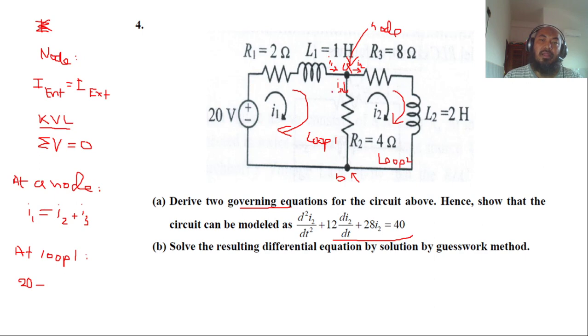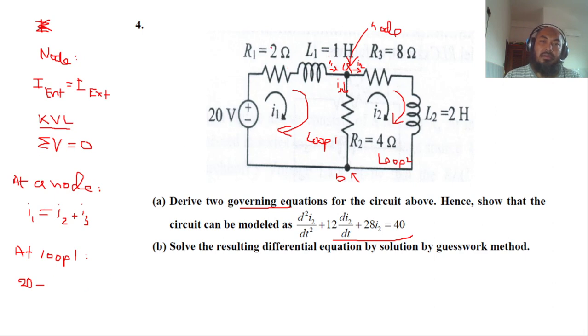So when the loop goes in the same direction as the current, the voltage will be minus. That's why here you can see I is in this direction. This is the resistance, and then this is the inductor.